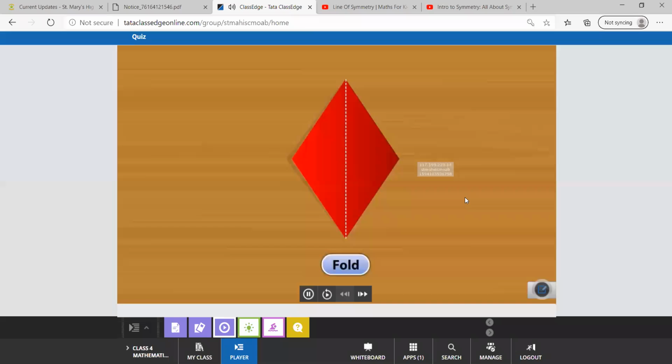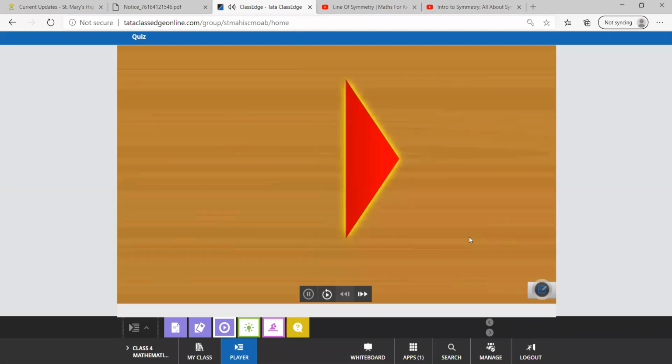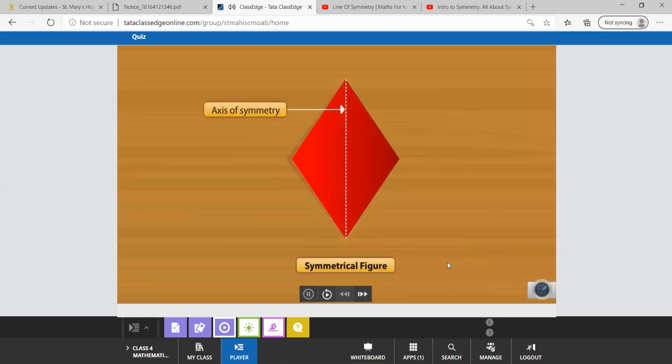Click the Fold button to see the shape fold against the dotted line. Look! This figure can be divided into two identical parts that fit exactly over each other. Such figures are called symmetrical figures. The line that divides the figure into two identical parts is called the axis of symmetry.